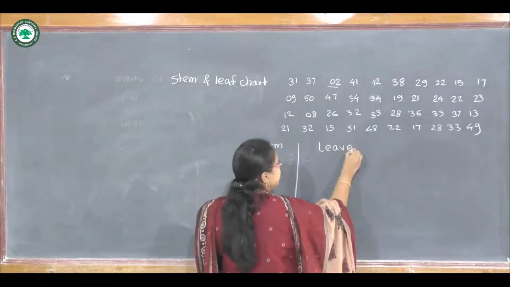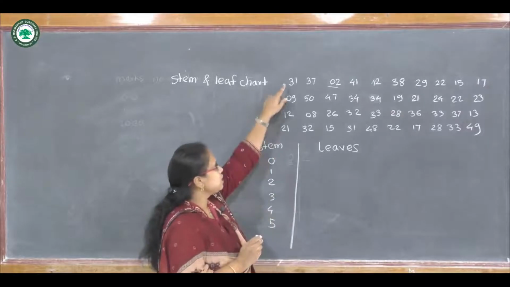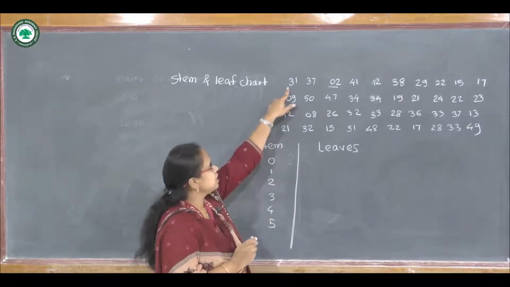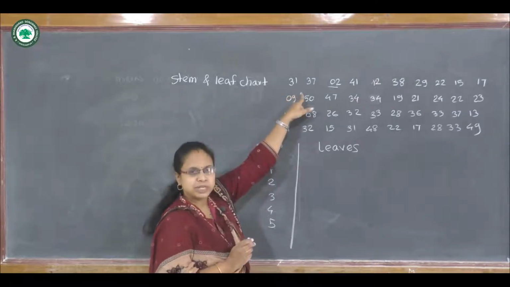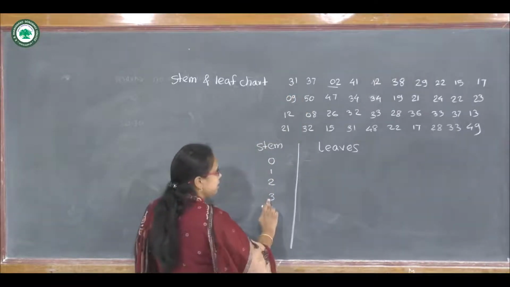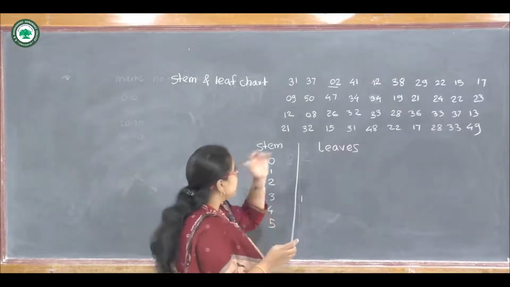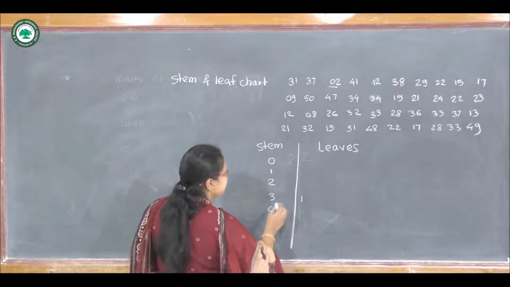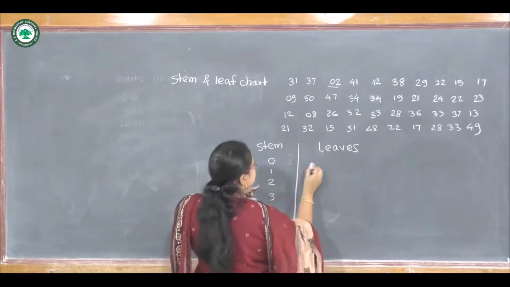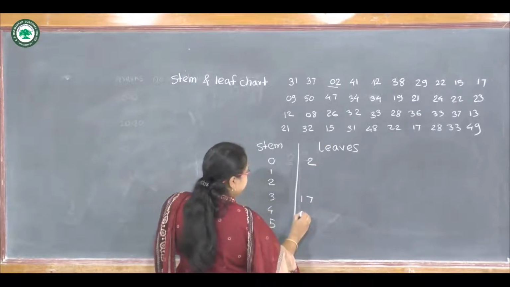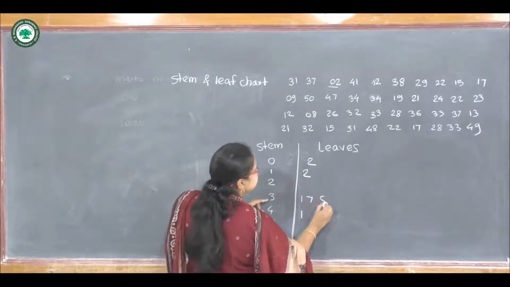So they are leaves. Now we are going to observe each observation. This is 31. So here the stem is 3 and the leaf is 1. So we have to write 1 here. So 3 and 1, this is the first number. Then the next number is 37, so here I should write 7. Then 0, 2. Similarly, we will solve the further example.